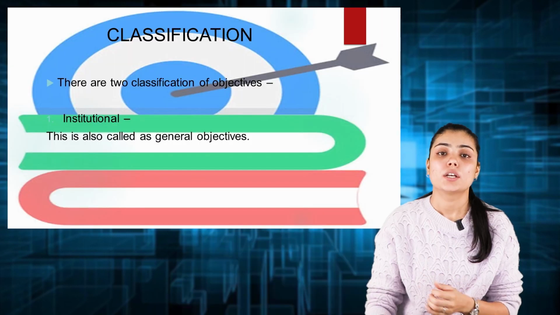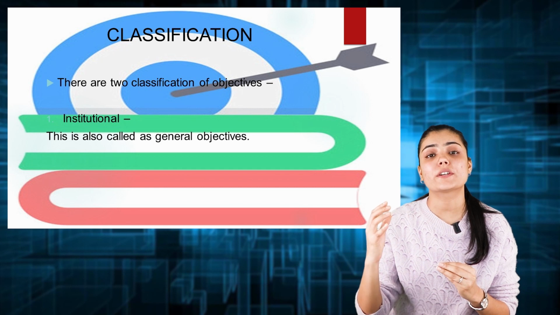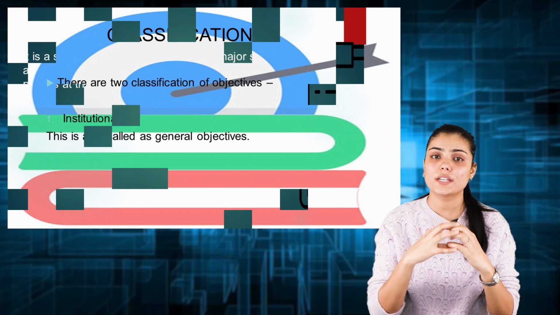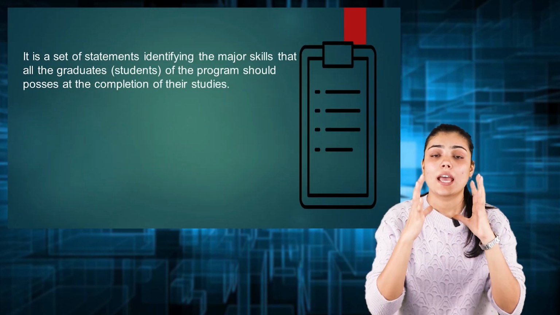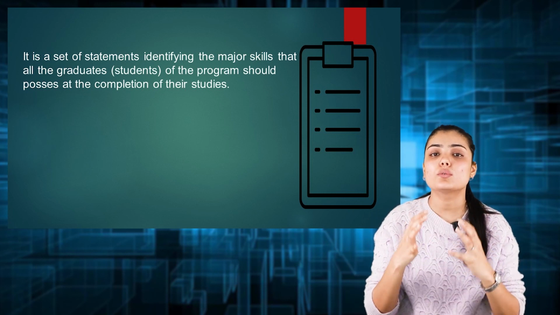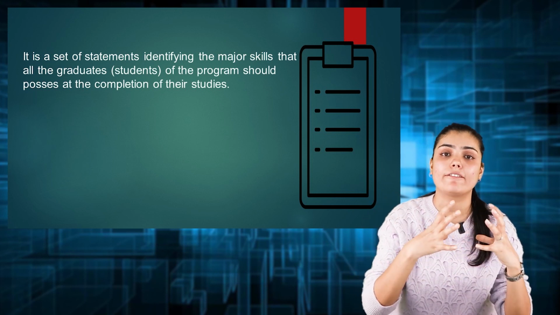And finally, we have classification of educational objectives. So there are two major classifications of objectives. The first one is institutional objective and the second one is departmental objective. All right. So what is institutional objective? Institutional objective can also be referred to as general objectives. Okay. So institutional or general objective is a set of statements identifying the major skills all the graduates or all the students will develop after the completion of the particular course that they have taken up.